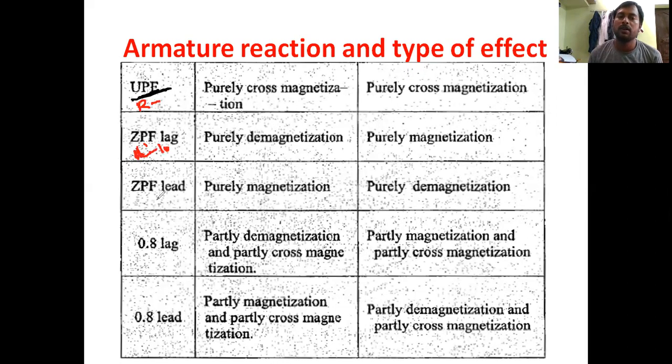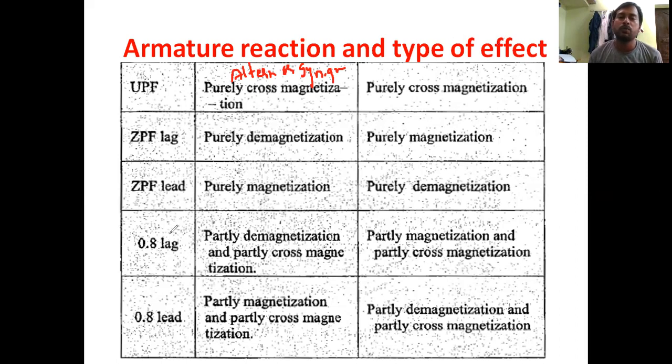So this is an L load, and this is a capacitive load. Because of the UPF load, purely cross magnetization, which I already discussed. Because of ZPF lagging, purely demagnetization effect. For ZPF leading, purely magnetization. And this effect is only for the synchronous generator or alternator.